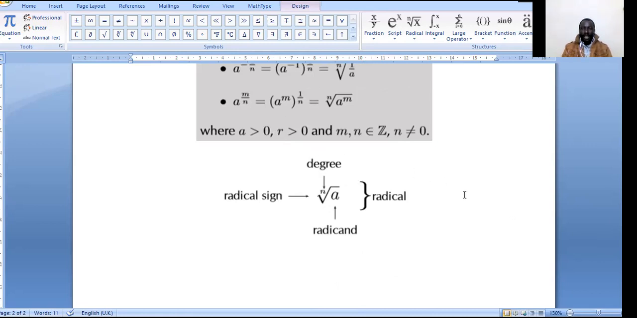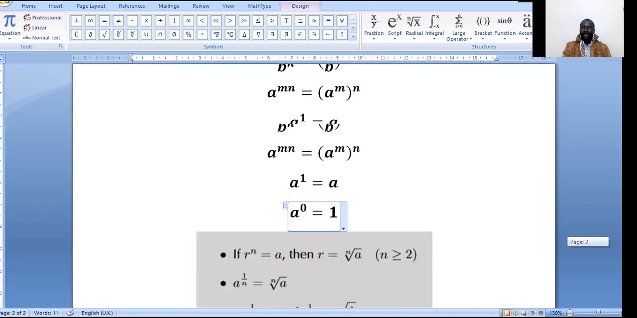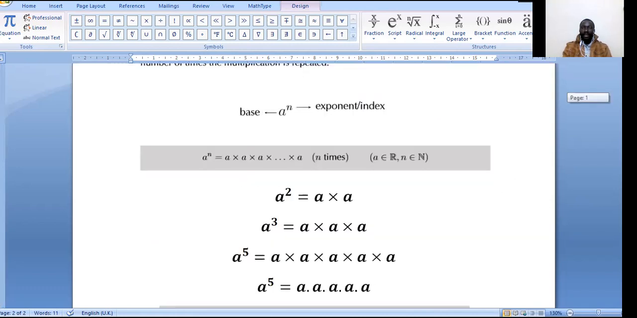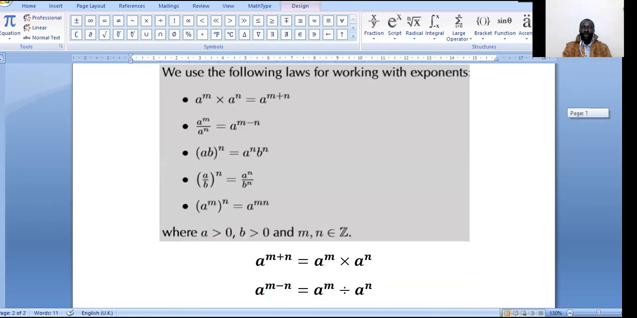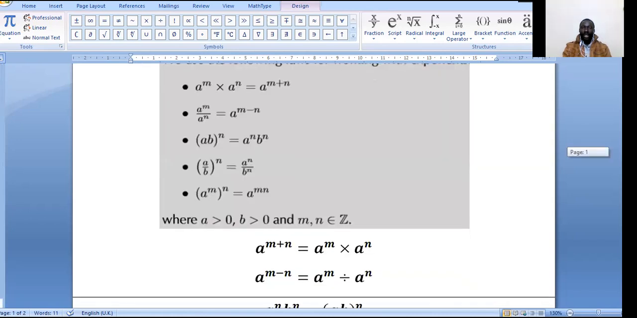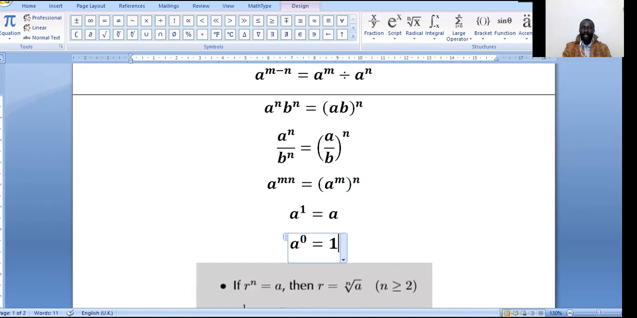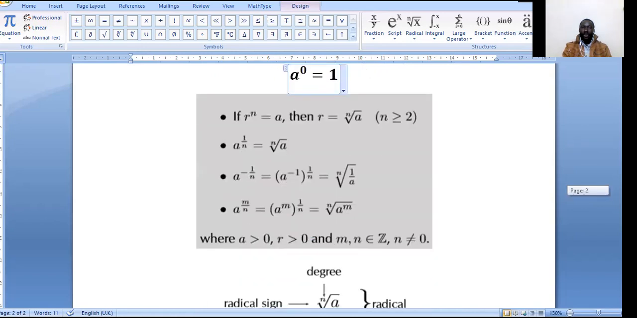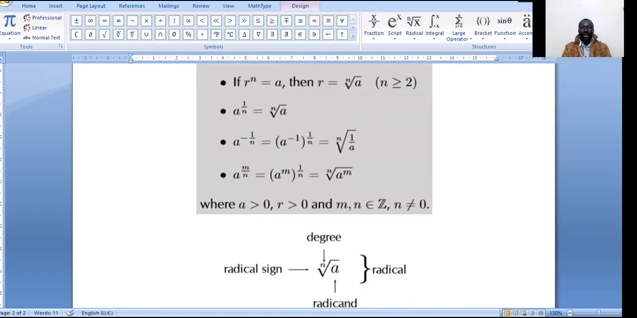So this is where our first lesson stops. In the second lesson, we will start to apply these formulas: the definition, the rules of exponents, the identities, then the rules of exponents applied to rational or fractional numbers.